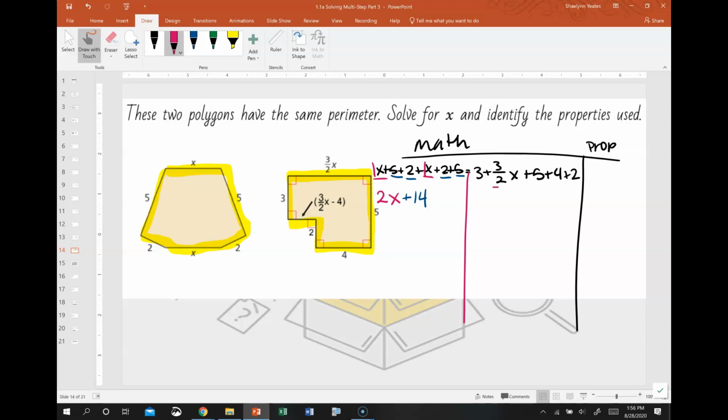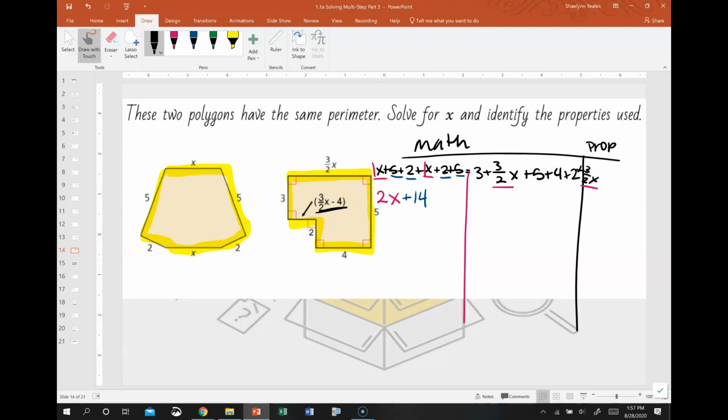And then on the right, I've got a 3 halves x. Oh, I missed a piece. Plus 5 plus 4 plus 2 plus... This is the piece I missed. 3 halves x. Good thing we don't need to write a property there. Okay, so we've got a 3 halves x and a 3 halves x. 3 halves plus 3 halves is 3. You can check that with a calculator if you want.